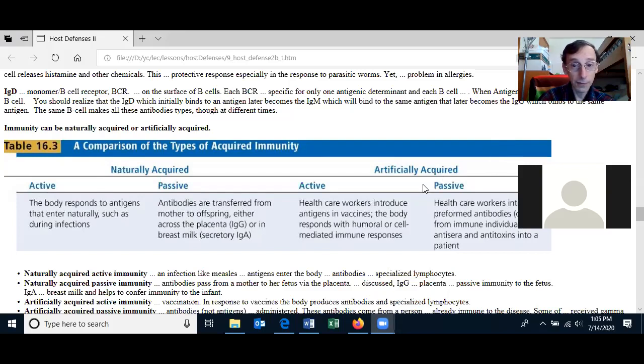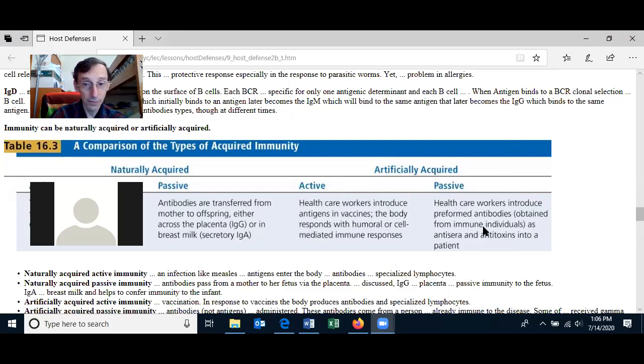Immunity can also be artificially acquired when the antigens are given to you by a healthcare worker. And that's, in the active sense, when the healthcare worker gives you a vaccine. The vaccine has the antigens to the disease, not the disease-causing organisms, and then we mount an immune response to the vaccine, and that is artificially acquired active response. Artificially acquired passive response is when the healthcare worker doesn't give you antigens, they give you already preformed antibodies to an agent that causes disease. Okay? Any question about that?